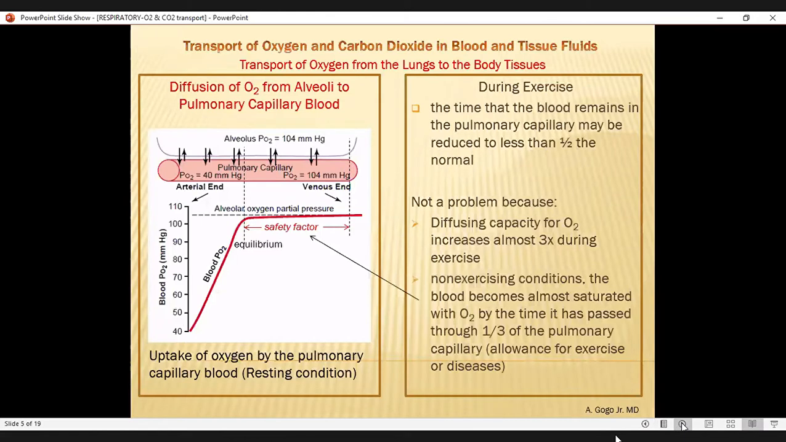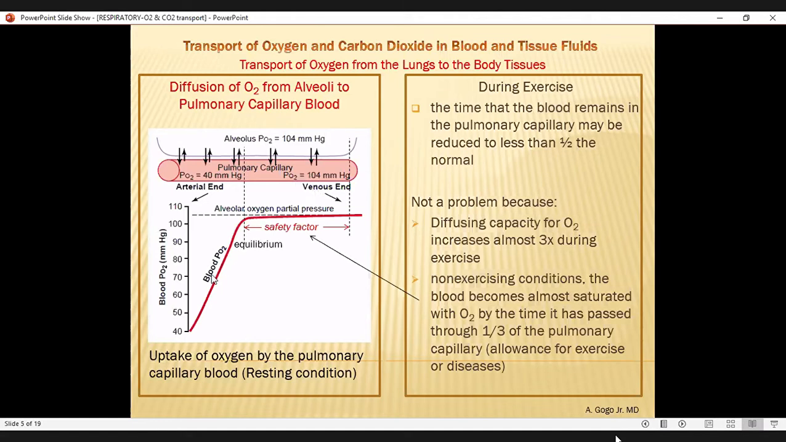Now, we will look at the transport of oxygen and carbon dioxide from the alveolus towards the tissue cells: the trip of the oxygen from the alveolus to the tissue cell, and the journey of the CO2 back to the lungs, to the alveolar area. This is the normal. At the arterial end, remember, the PO2 is only 40 millimeters of mercury. At its end, the PO2 is already 104 millimeters of mercury.